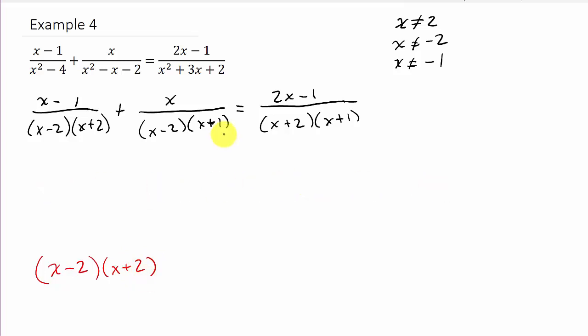And then the same thing, x plus 1: here it appears 0, here it appears once, and here it appears once. The most it appears in one of them is 1 time, so we use it 1 time. And that is your common denominator. So what I'm going to do now is multiply the common denominator to each term.